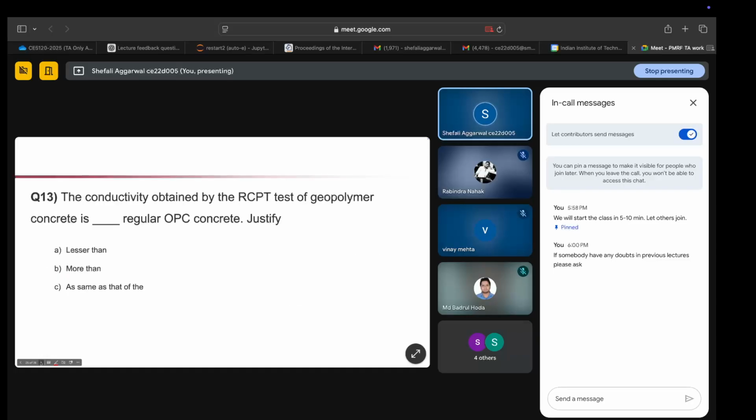Next question is, the conductivity obtained by the RCPT test of geopolymer concrete is dash regular than OPC concrete. Justify. Lesser than, more than, as same as that of OPC.